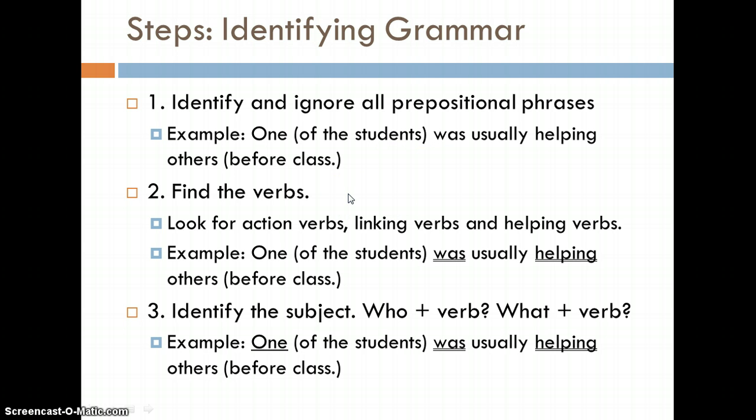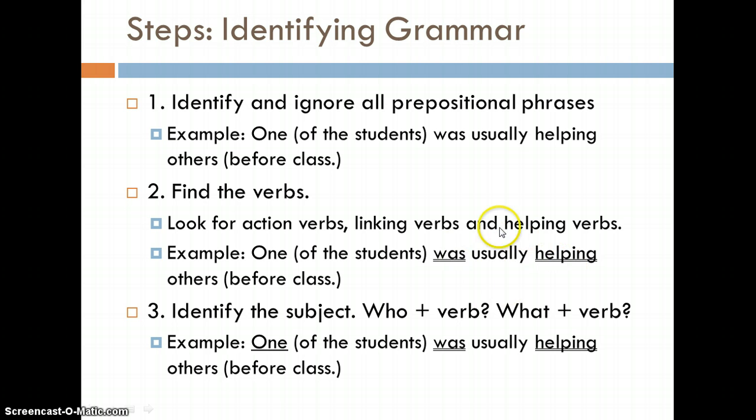After we've identified all prepositional phrases, our next step is to find the verbs. So we're looking for all the words that are acting as verbs in the sentence. These could be action verbs, linking verbs, and or helping verbs. And we have to remember also that action verbs may be visible or invisible. So here's our sentence again. One of the students was usually helping others before class. Now we've already eliminated some of the words in the sentence, so we can just ignore those. And then we notice here we have was, which is a helping verb, and our main verb is helping.